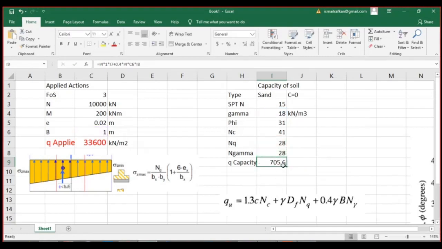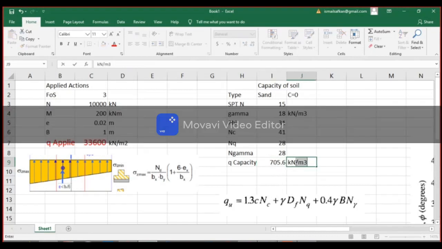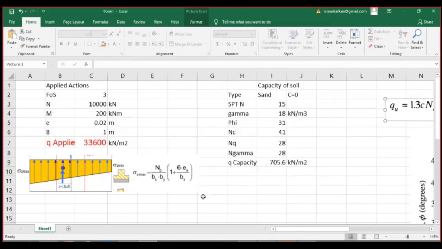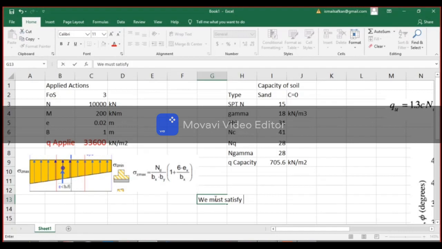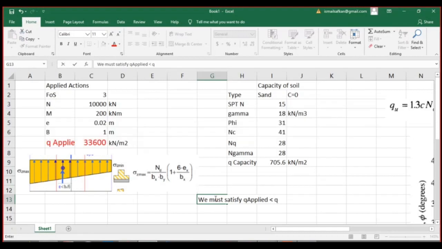The unit you have here is also kilonewton divided by meter square, kilopascal. Our condition is that we must satisfy Q applied to be less than Q capacity.